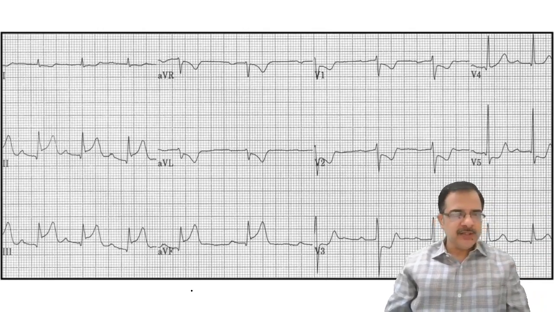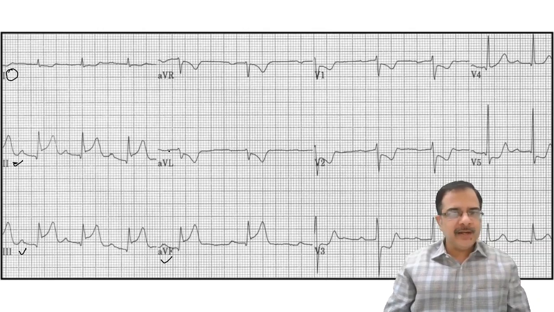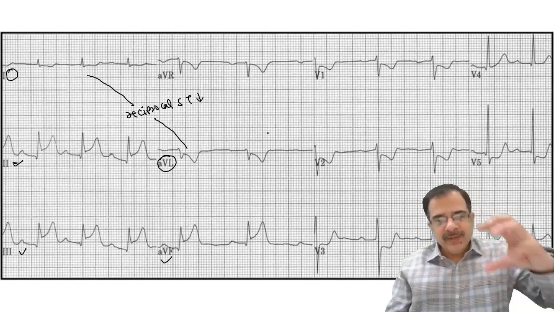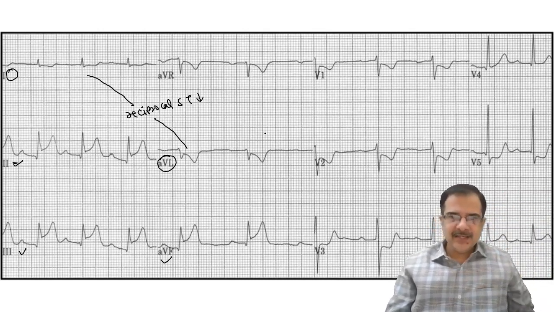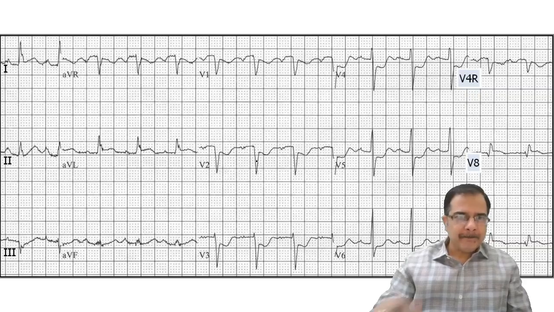So which wall is this? This is an inferior wall MI because you can see leads 2, 3 and AVF show the ST elevation. Yes, it is an ST elevation. And what about 1 and AVL? In 1 and AVL, you see reciprocal ST depression. So make it a point, reciprocal sites are 2, 3, AVF versus 1 and AVL. Now the next one, yes, it is a posterior descending artery.